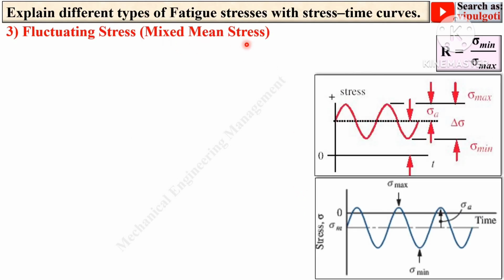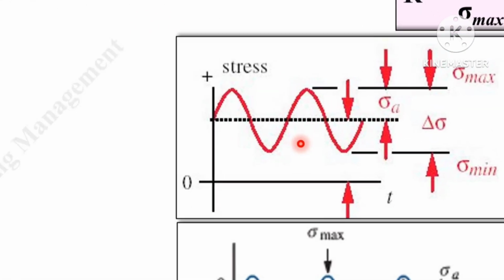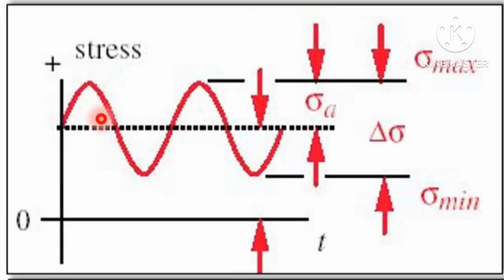Now the third category, fluctuating stress. Sometimes it is known as mixed mean stress. Here you can see the stress varies arbitrarily between tensile and compressive, but not equal value. This is the tensile stress value from here to here, and this is the compressive value from here to here. So the magnitude is not equal, with a non-zero mean stress. Always in case of fluctuating stress, the mean stress line will not coincide with this zero line.